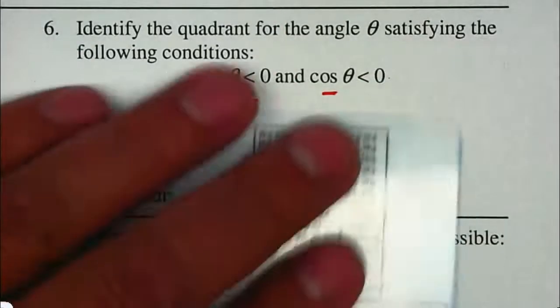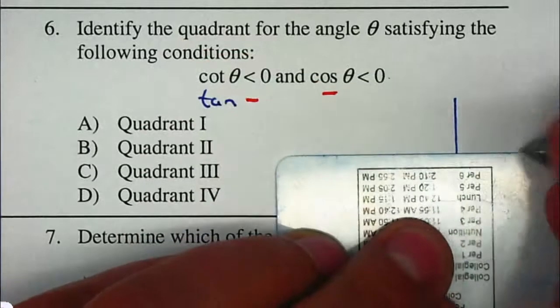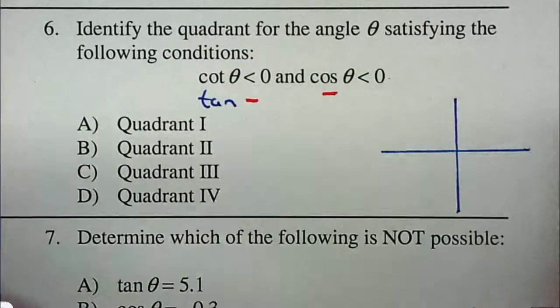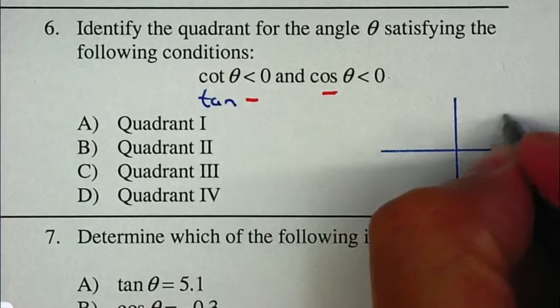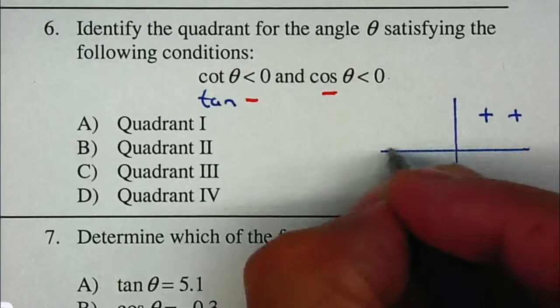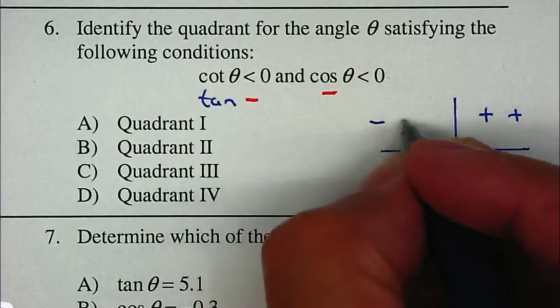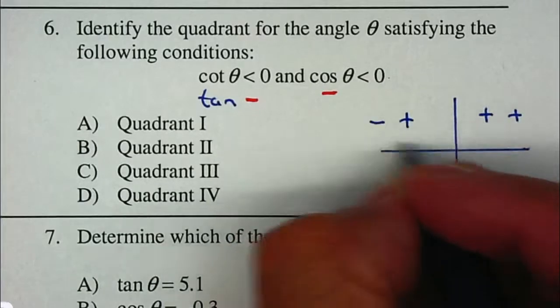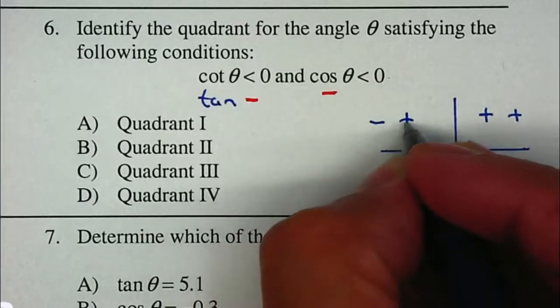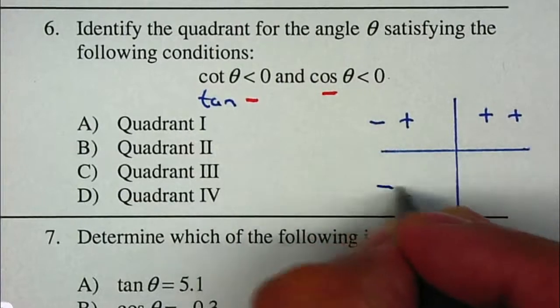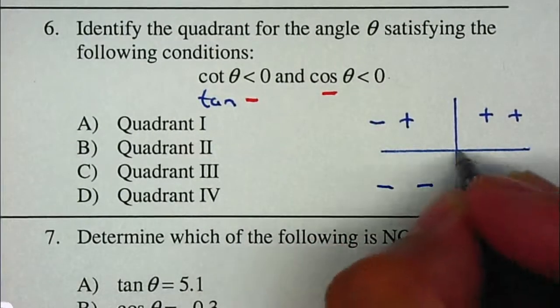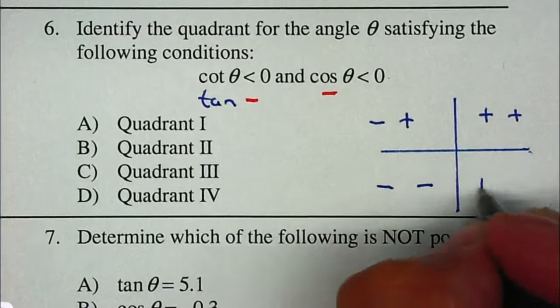So the best thing to do is just to build your y-axis and your x-axis, and we're going to place a sign of each of the numbers in each quadrant. This quadrant will be positive and positive. This quadrant will be negative and positive. So any number in this quadrant will have a negative x and a positive y. And this quadrant here will be negative and negative. This quadrant here will be positive and negative.